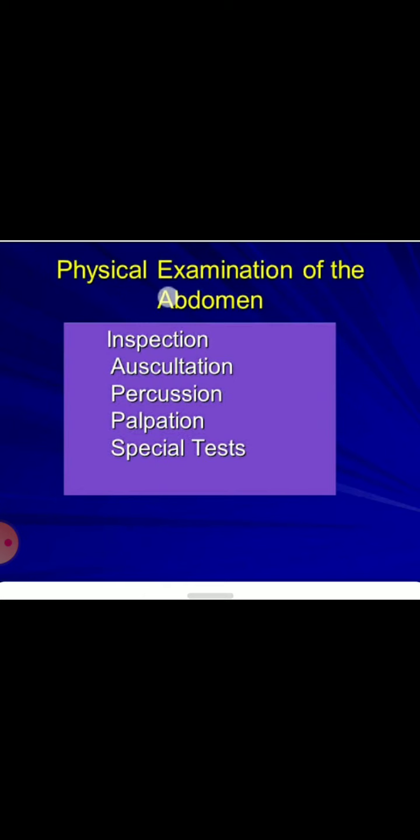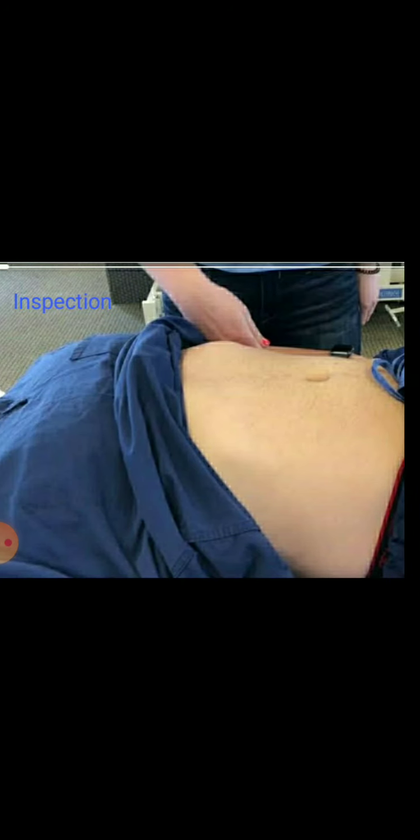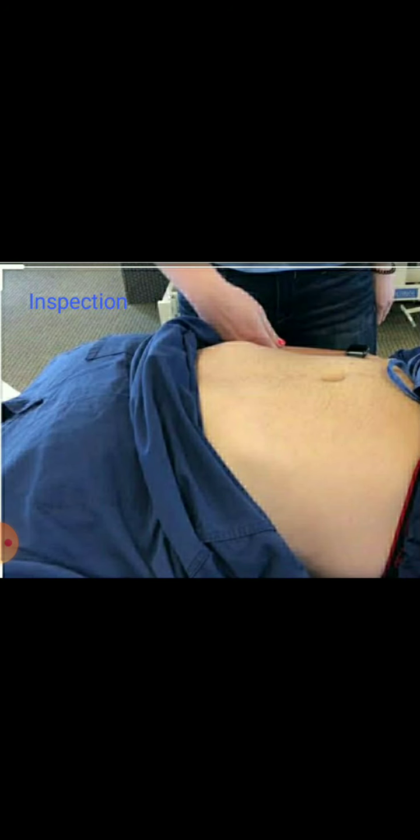So dear students, next is the techniques of physical examination of the abdomen, and these are also known as the methods of physical examination of the abdomen. First is inspection, next is auscultation, percussion, palpation, and special tests. Dear students, first is inspection.